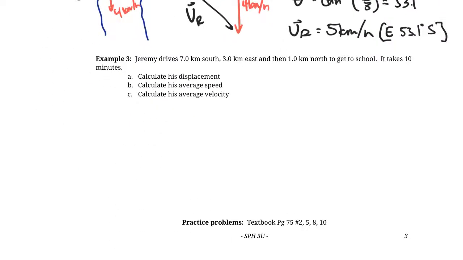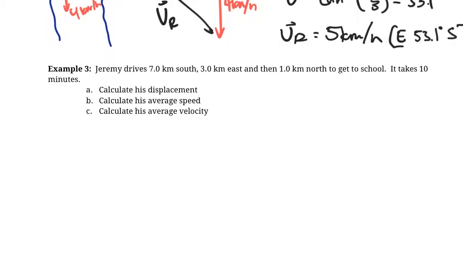Okay, example 3. This is the last one on this page. Jeremy drives 7 kilometers south, 3 kilometers east, and then 1 kilometer north to get to school. It takes 10 minutes. Okay, so let's not worry about the average speed and the average velocity yet. Let's just try to calculate the displacement.